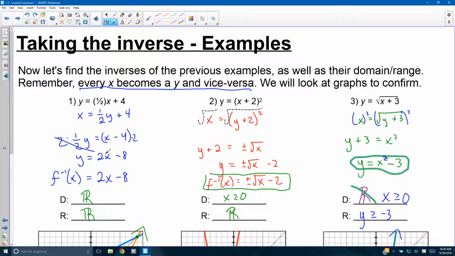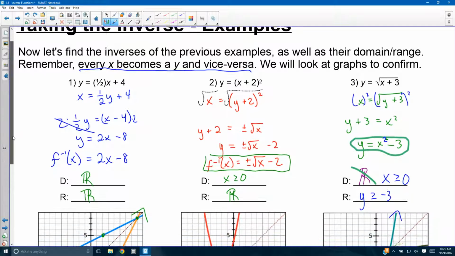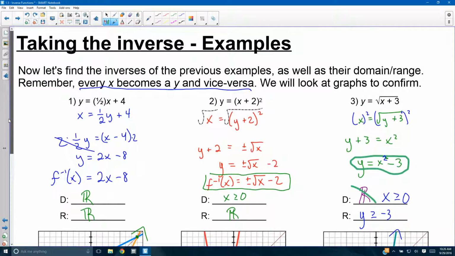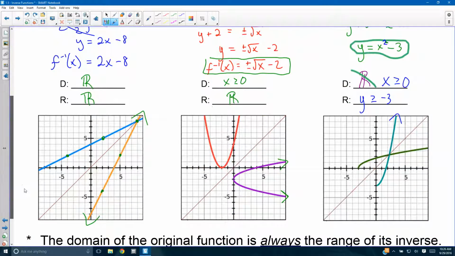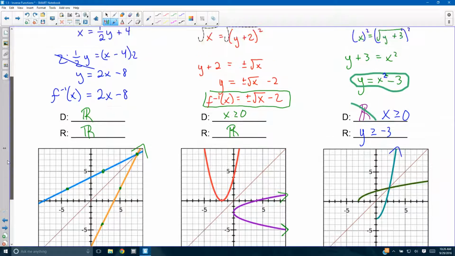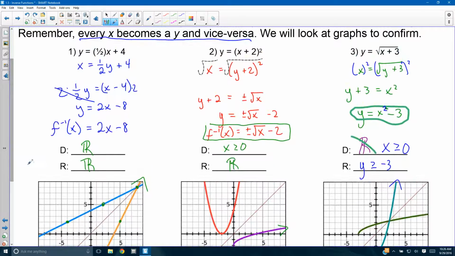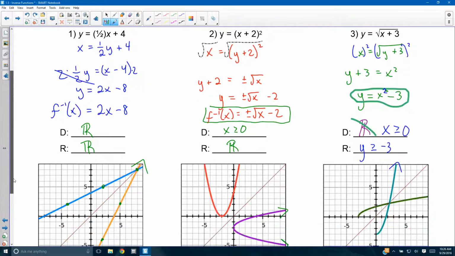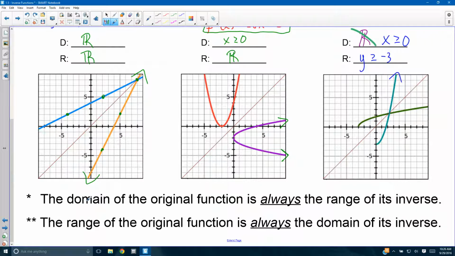Okay, so when you take the inverse of something, you're taking the inverse of a lot, of the equation, of the points, of the graph, of the domain, of the range. You're doing it for a lot of different things here. Okay, so that's where that thing turns out as well. So you don't necessarily have to graph them if you already know the domain and the range of your original function. You can then determine the domain of the range of the new function, because this is always true. The domain of the original function is always the range of its inverse. And the range of the original function is always the domain of its inverse.